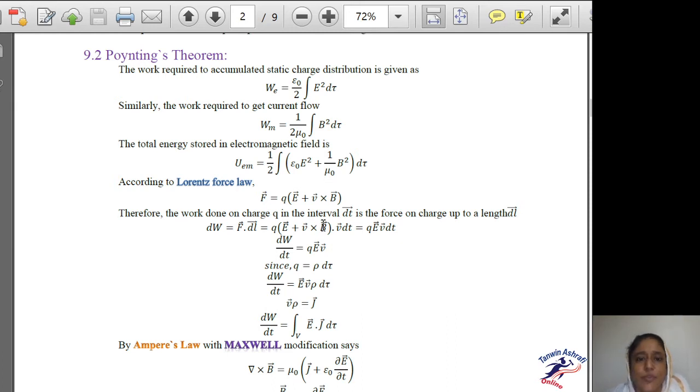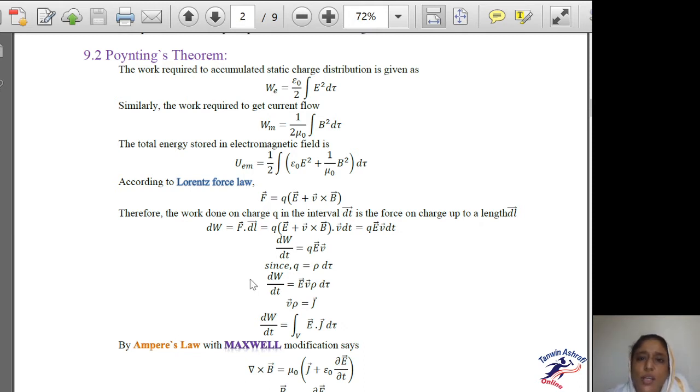Now, as you can see, the v cross B term gives 0 in the dot product with v, since the magnetic force is perpendicular to the velocity. This term is not a divergence, it is a dot product and cross product, and it becomes 0. What remains is q vector E dot v dt. If we take dt to the left hand side, dW divided by dt is equal to q E dot v.